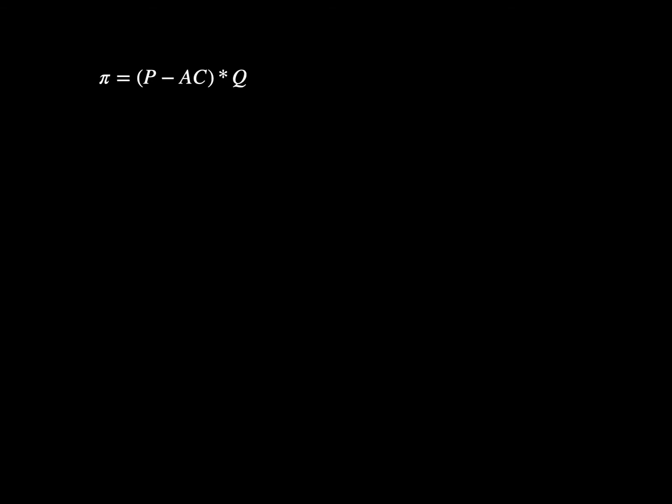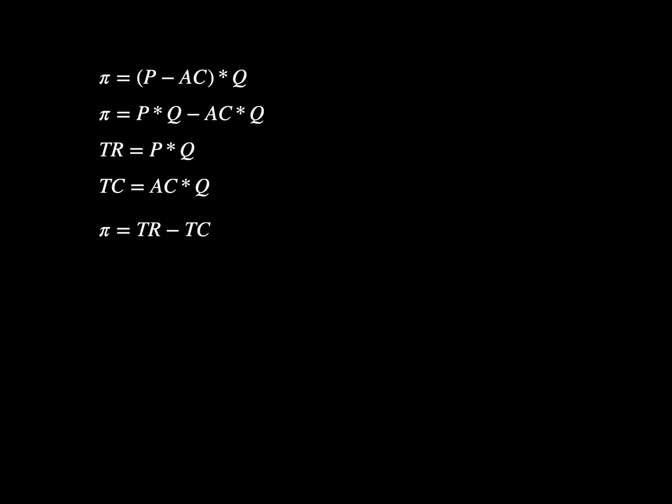Here's a refresher on why profit can be given by this equation. If we multiply through by Q, we get this. The first term of this equation is total revenue. The second term of this equation is total cost. Thus, profit is total revenue minus total cost.